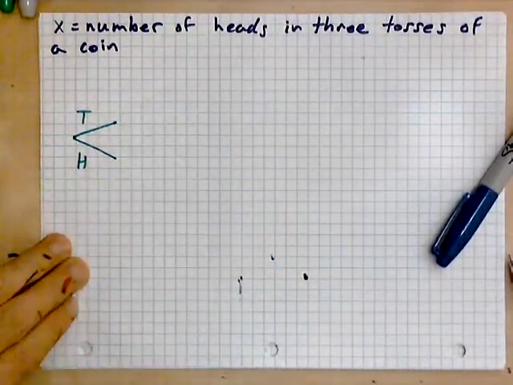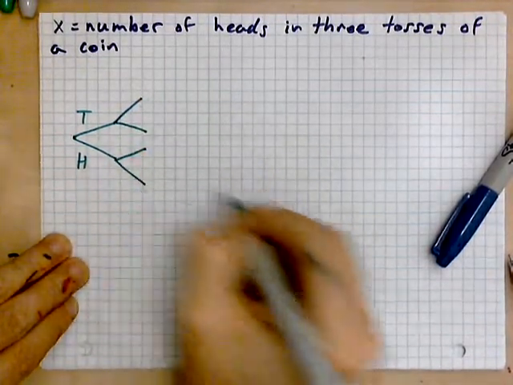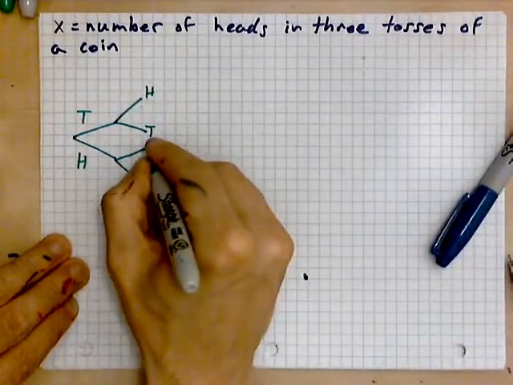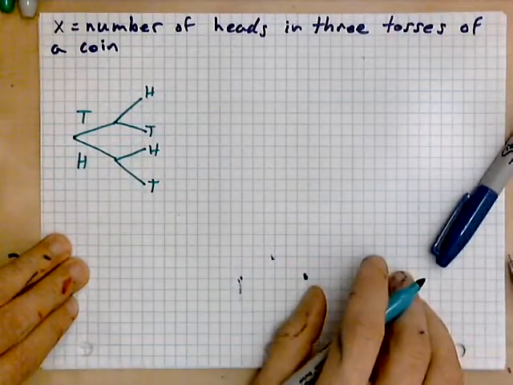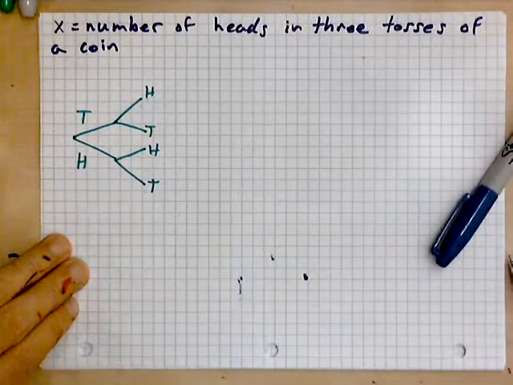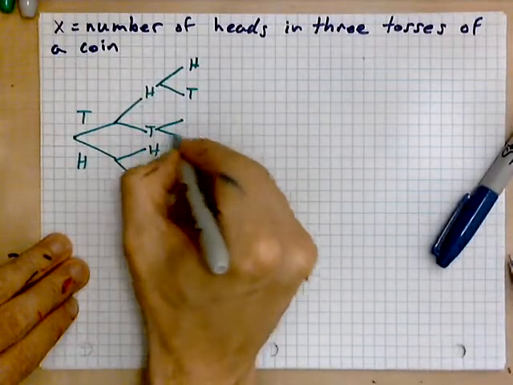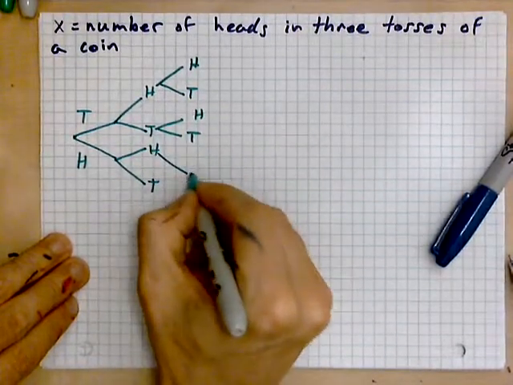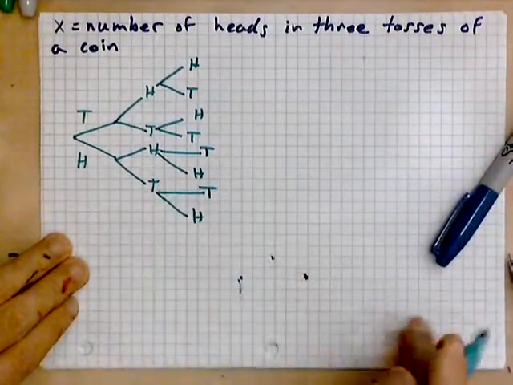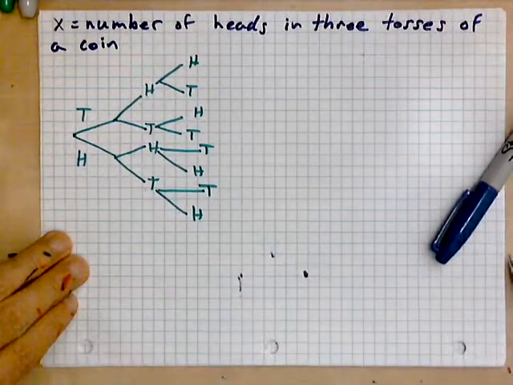Then you toss the coin again, and once again, you have 2 options as follows. Head or tail, head or tail. Then you toss the coin a 3rd time, and once again, 2 options are available. Either a head or a tail, a head or a tail, a head or a tail, a head or a tail, like this. Okay? So these are the various possibilities when you toss a coin 3 times.